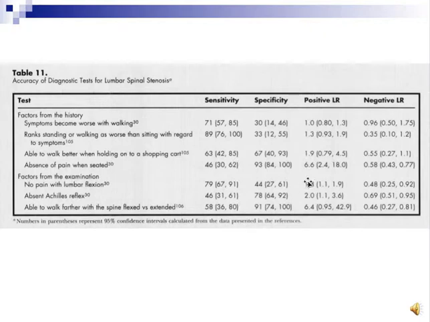Okay, and we can go down for each one of them and do exactly the same process, and we can notice that really this ranks standing or walking as worse than sitting with regard to symptoms. If that's not true, that's the best question for ruling out the problem, or gives them the strongest negative likelihood ratio. And the strongest positive likelihood ratios come from the absence of pain when seated, okay, and they're able to walk farther with the spine flexed versus extended. Those are the two keys.